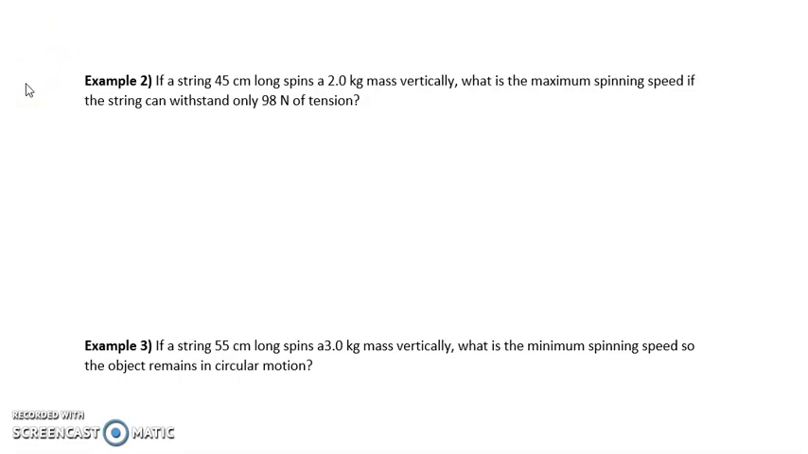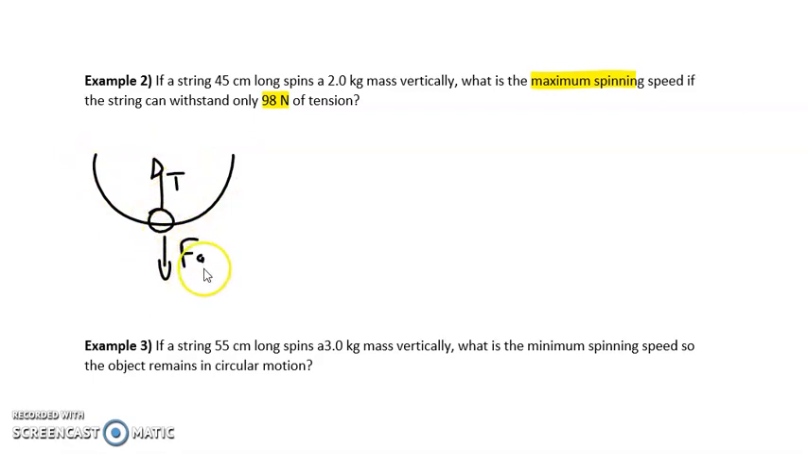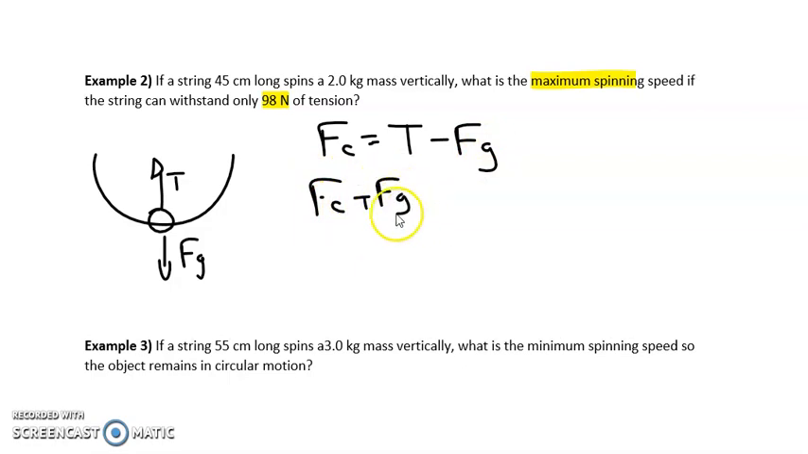45 centimeters long, moving at maximum speed. Where we see the maximum speed for that tension, that's again going to be at the bottom of the circle. So as this is moving down the circle, you've got your tension moving this way, force of gravity moving this way. So the centripetal force is equal to the tension minus the force of gravity. Or put another way, the centripetal force plus the force of gravity is equal to the tension.